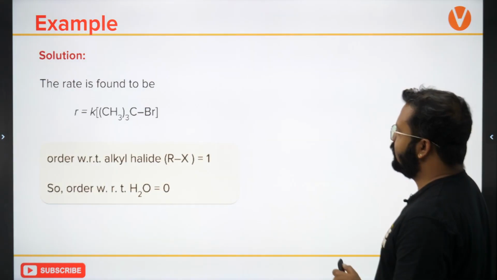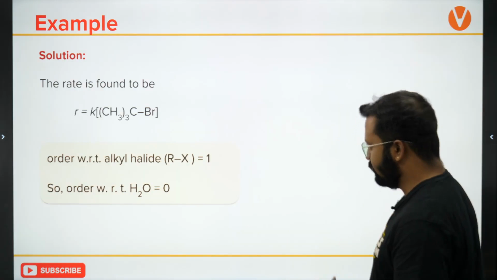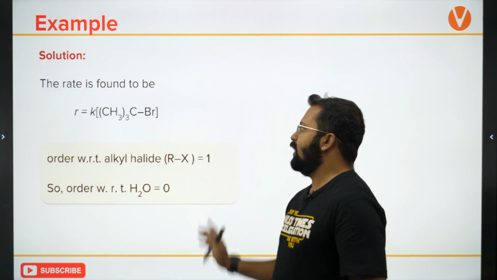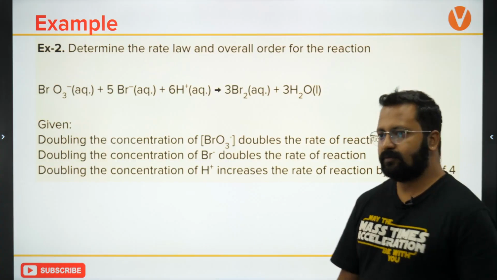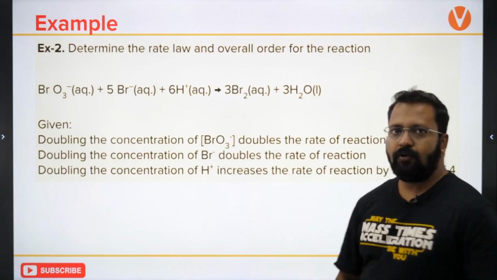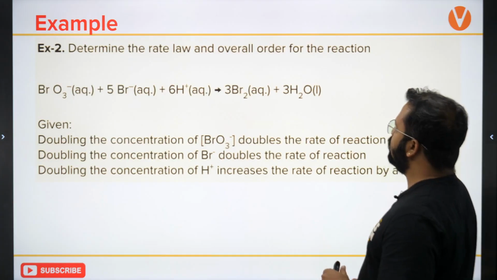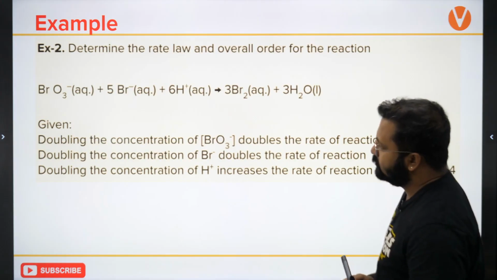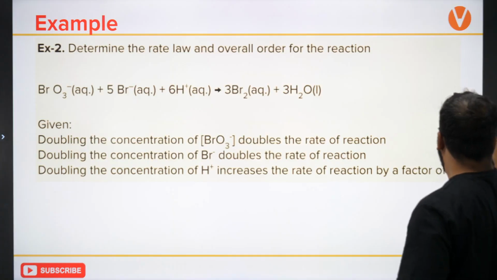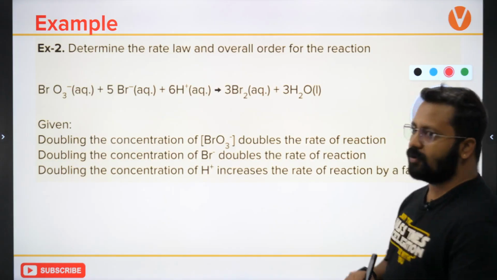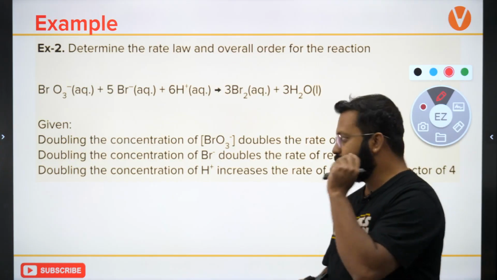So this is the solution. With respect to alkyl halide the order is 1, H2O is 0. Now let's try to identify for this one. Determine the rate law and the overall order of the reaction.